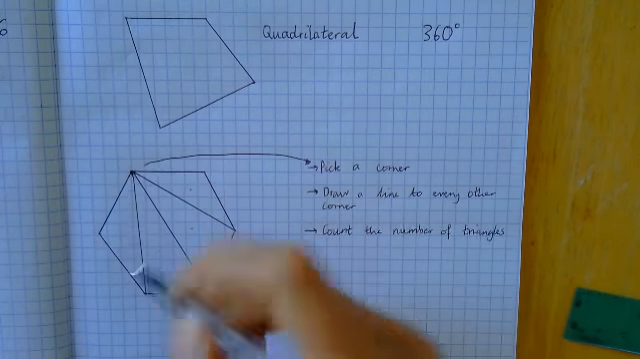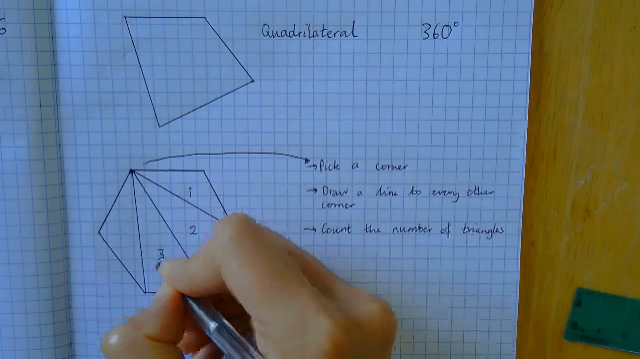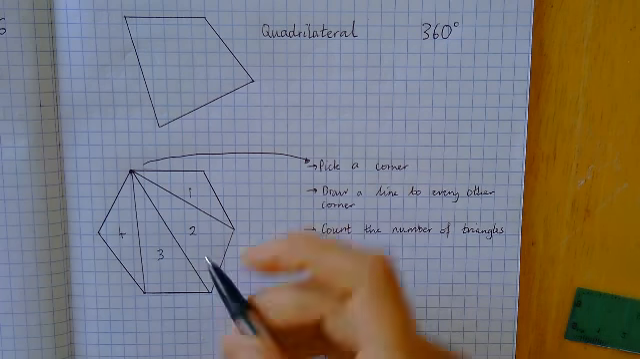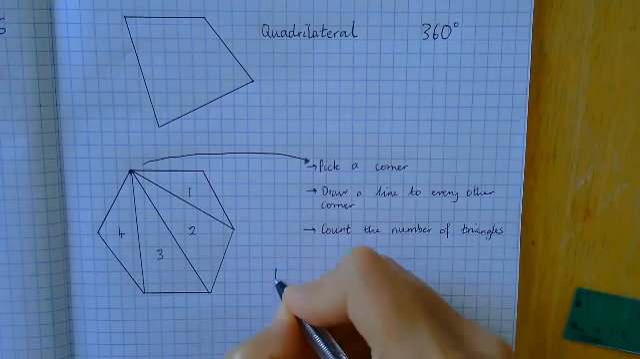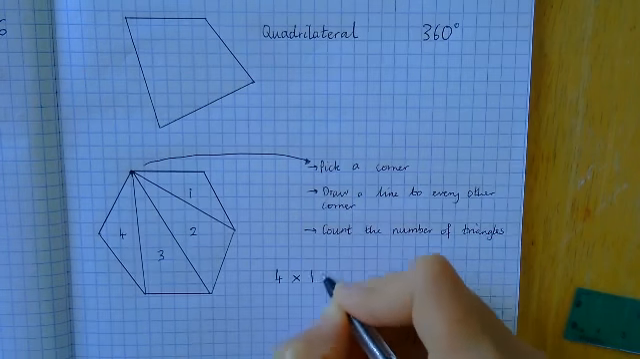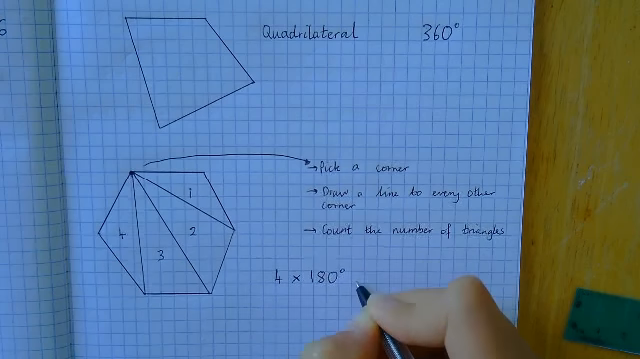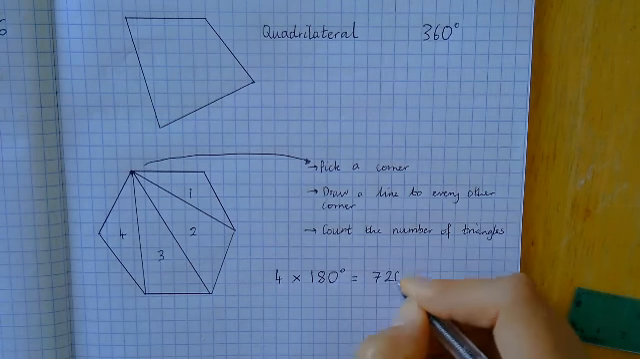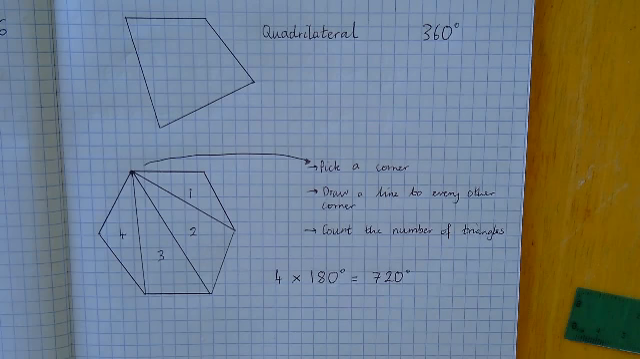Okay, so how many have we got? We've got 1, 2, 3, 4. So we've got 4 triangles. And we know that in every triangle, there's 180 degrees. So we've got 4 triangles, and in every triangle, there's 180 degrees. So we're going to do 4 times 180, which gives me 720 degrees.